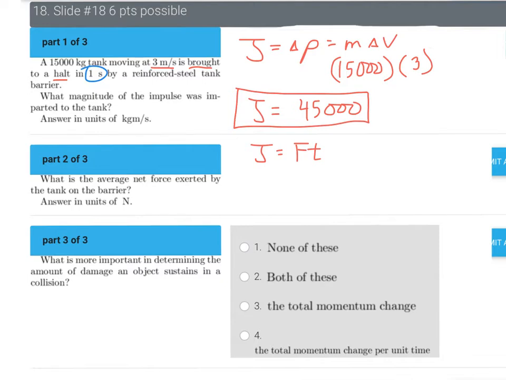So to solve for force, if we move this around, F is equal to the impulse, this is our answer for part 1, divided by the time. My answer for part 1 is 45,000, and my time was only 1 second. So my answer for force is going to be 45,000 as well. And this is in newtons.